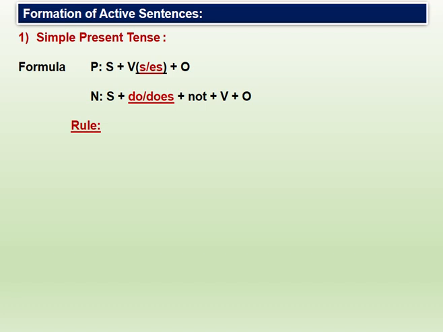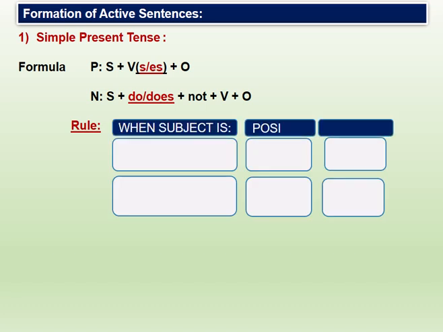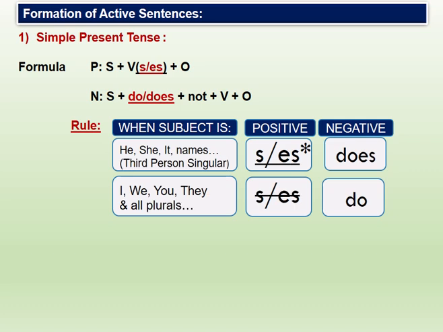Now the s/es and do/does, which I have written in dark brown color, have a rule. The other parts, subject, verb, object, we know how to identify from a sentence, but s/es and do/does have a rule. So I'm going to present the rule for that. Yes, here we have this rule for s/es and do/does.